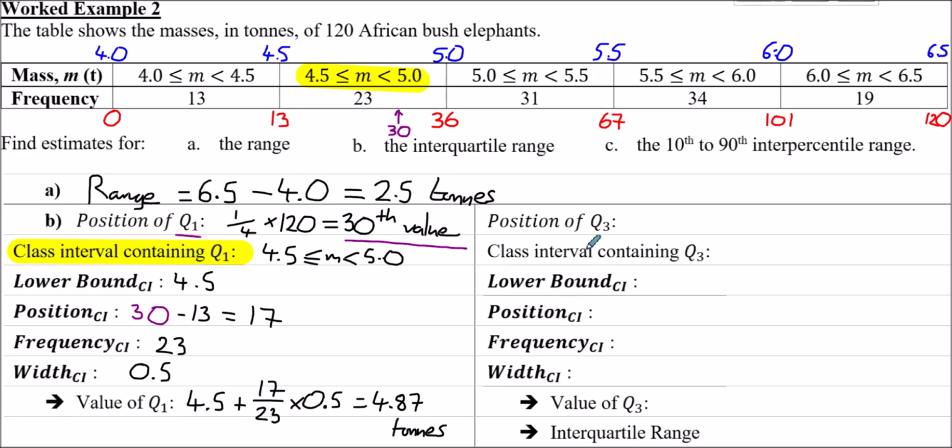We can now apply the same idea for Q3. So the position of Q3. Well, Q3, the upper quartile, is 3/4 of the way along the data set. So we work out 3/4 of 120, which is 90. So the upper quartile must be the 90th value.